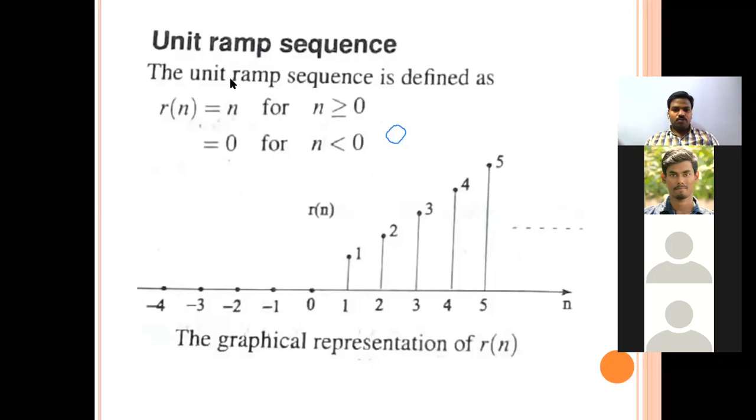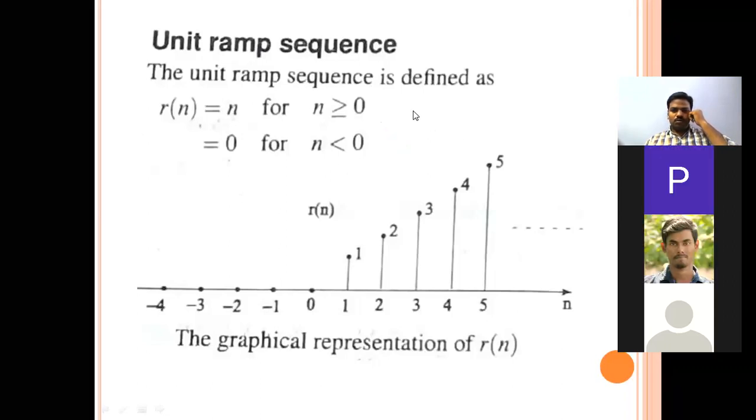R of t is equal to t. Okay, please speak loudly. Yes, correct. R of t is equal to? T, sir. Yes, r of t is equal to t for t greater than or equal to 0, and which is equal to 0 for t less than 0.